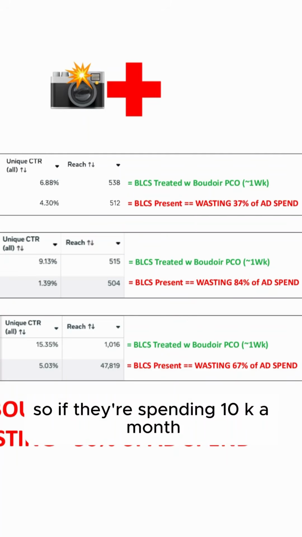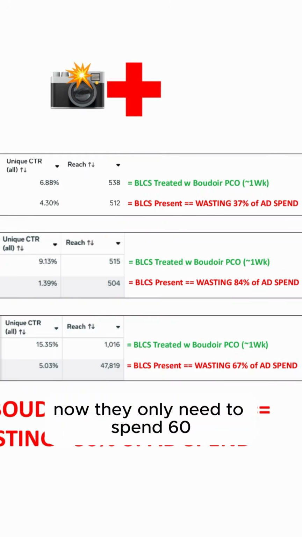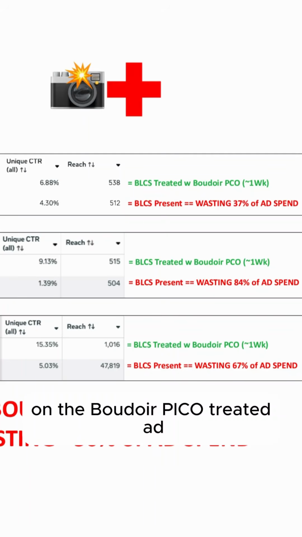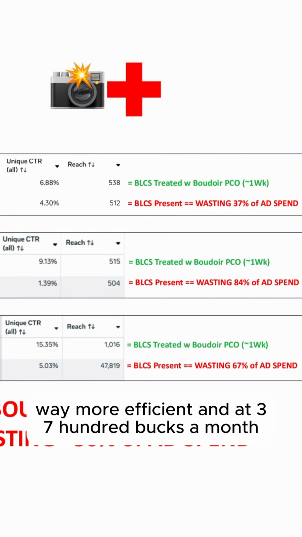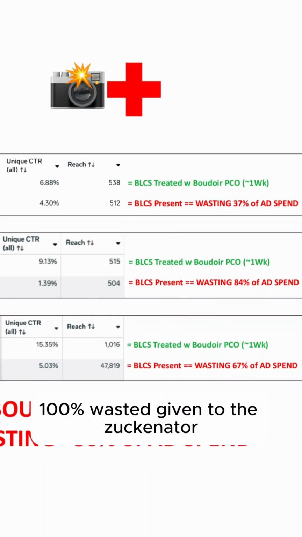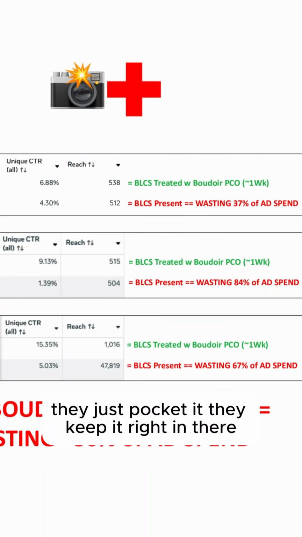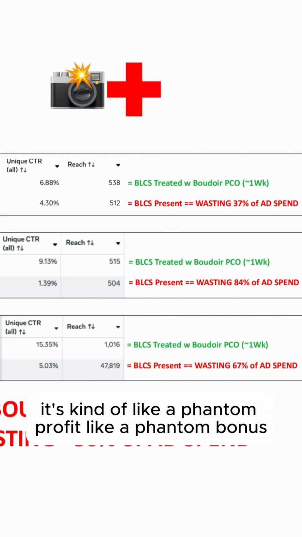So if they're spending 10K a month, 10 grand a month, on the original Boudoir Facebook ad, now they only need to spend $6,300 a month on the Boudoir Pico treated ad to get their ad into the same number of women's brains. Way more efficient. And at $3,700 a month, they no longer have to spend what was being wasted previously, 100% wasted, given to the Zuckinator. They just pocket it, keep it right in their pocket. It's kind of like a phantom profit, like a phantom bonus.